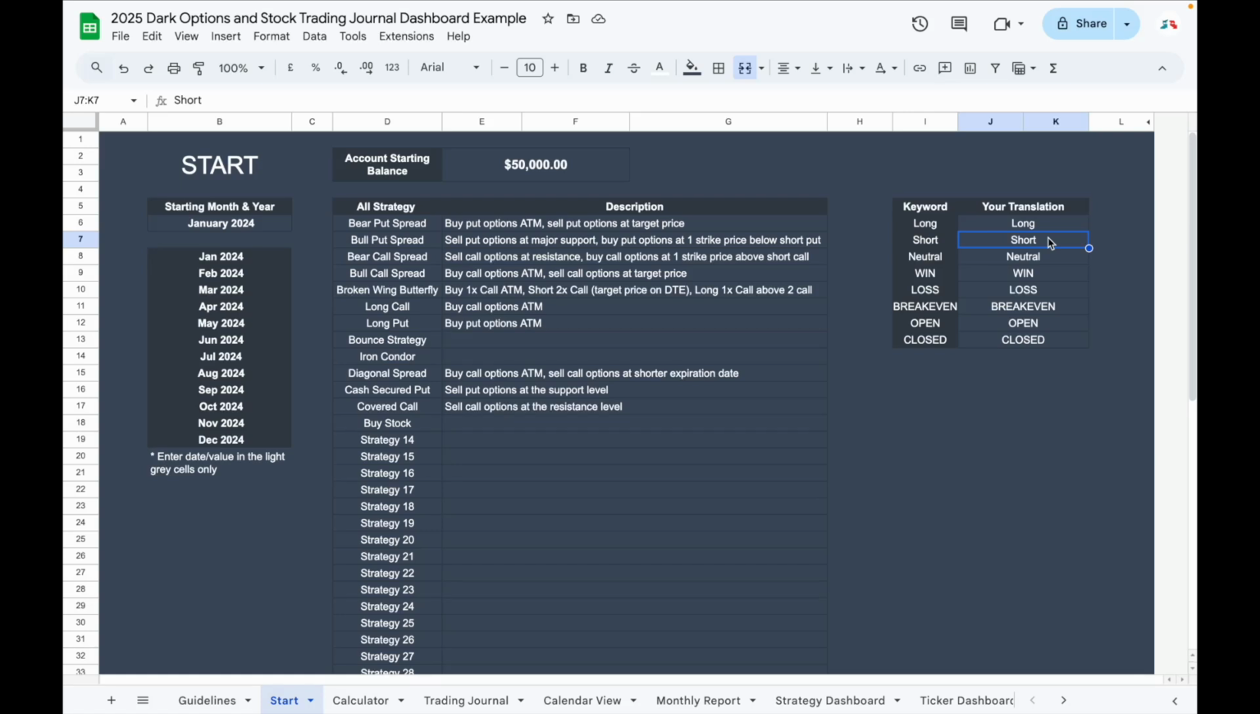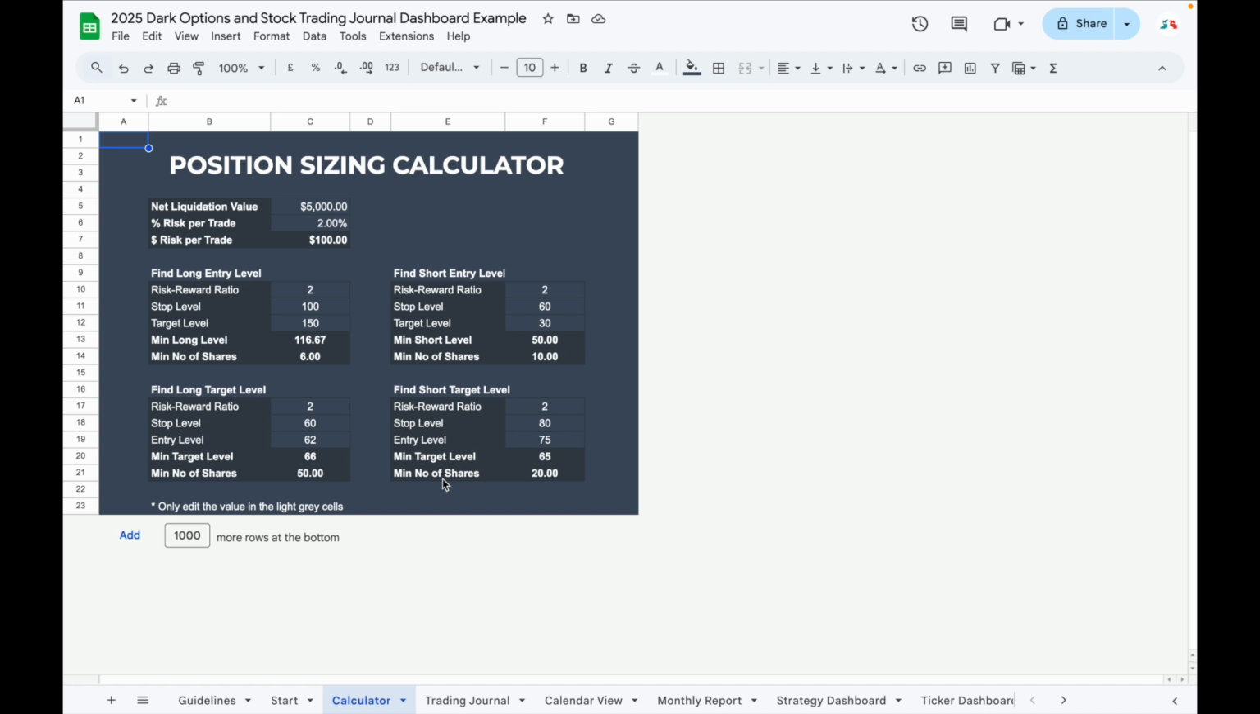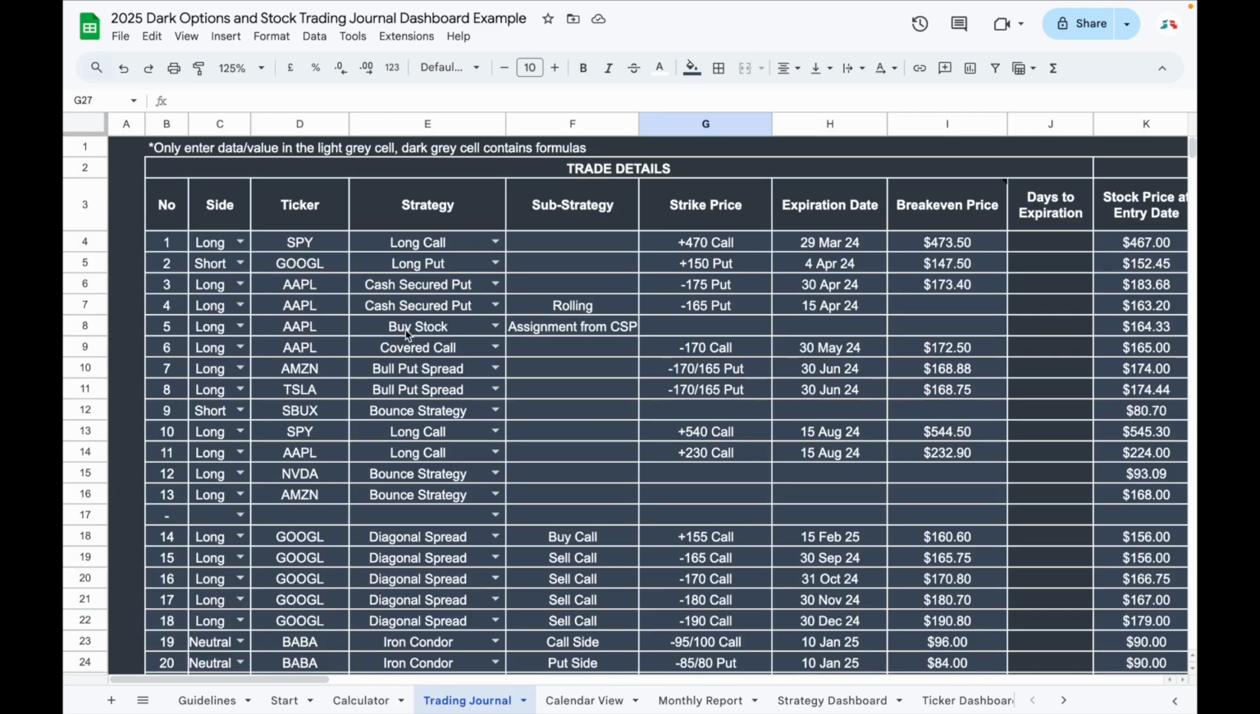Once you have entered the necessary details in the Start tab, you can begin inputting trading data into the Trading Journal tab. This journal includes a position sizing calculator to help determine the maximum risk per trade based on your net liquidation value and percentage of risk per trade. If you trade stock, it also helps you calculate the entry and target level. Now let me show you step by step how to input data into the trading journal.